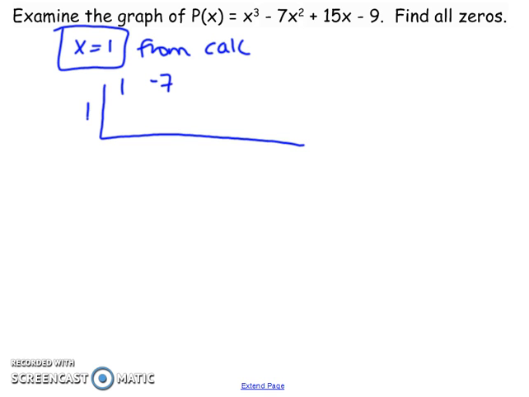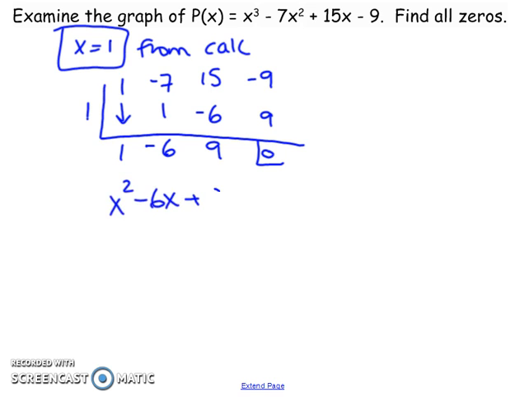1, negative 7, 15, negative 9. We're going to bring down the 1. 1 times 1 is 1. Add it, we get negative 6. Multiply it, add it, multiply it, add it. So now we have x squared minus 6x plus 9 equals 0.